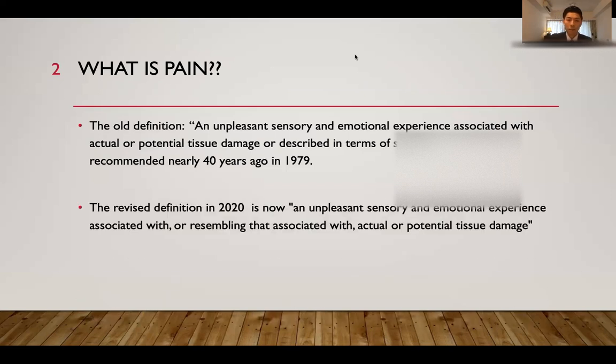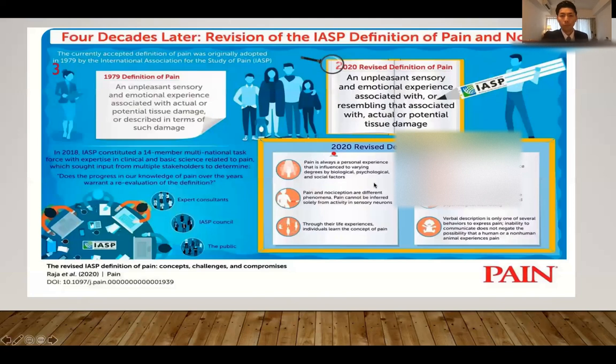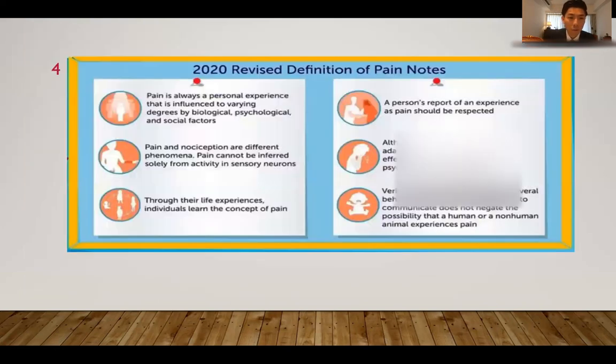Although the two definitions look very similar, there are some points I would like to go through with you. Here are the revised points. First, pain is always a personal experience. What I find painful may not be so painful to you or vice versa, so we have to respect each other's own experience. Pain and nociception are different. Nociception is more of a physiological parameter, but pain is more of an experience, a very personal, individualized experience.